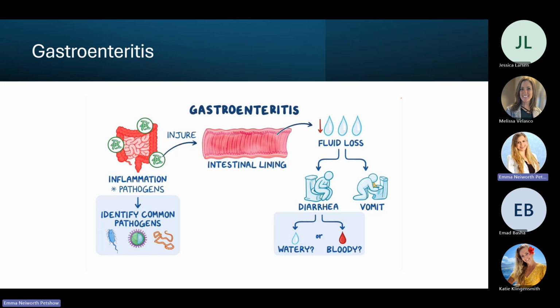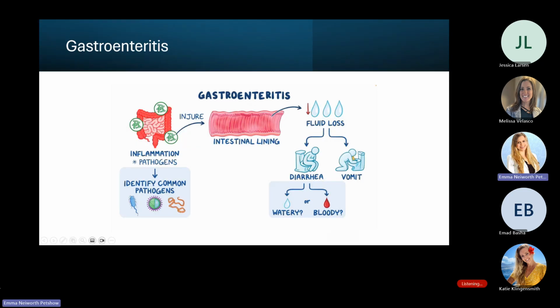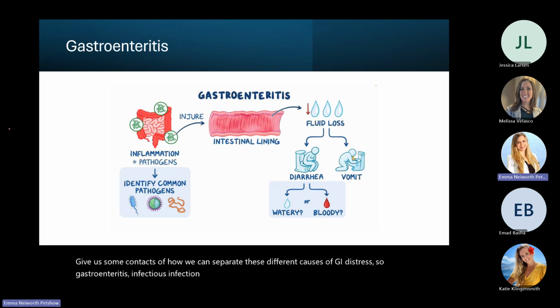So we're going to move into the gastroenteritis section. We are going to talk about probably the most bugs here that we will see across all the different conditions, because I really wanted to try to give us some context of how we can separate these different causes of GI distress. So gastroenteritis: infection-driven inflammation of the gastrointestinal mucosa.